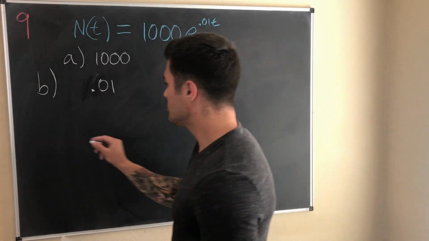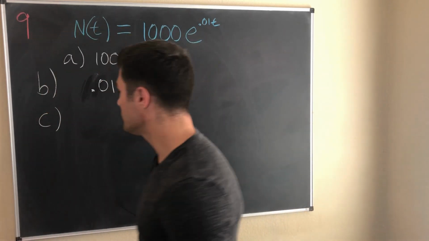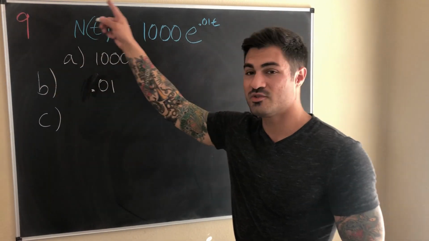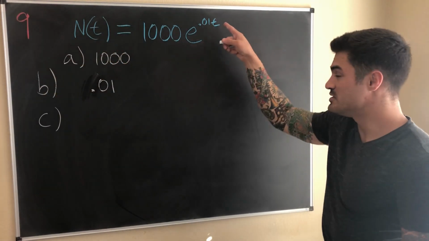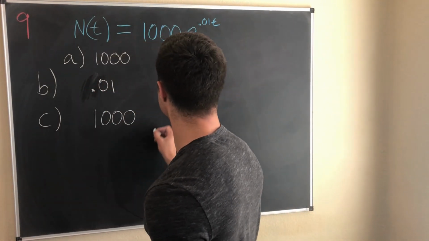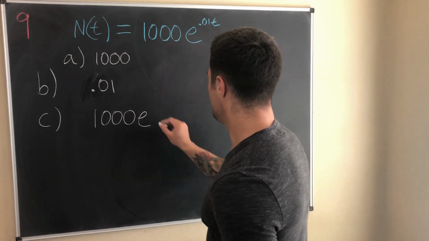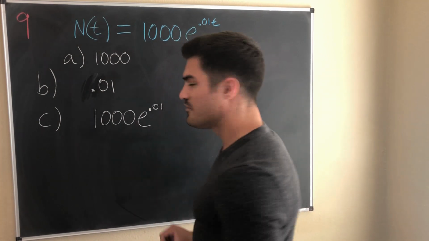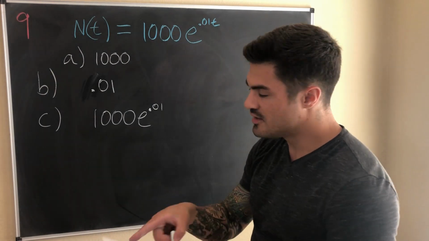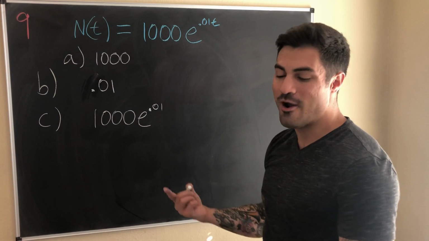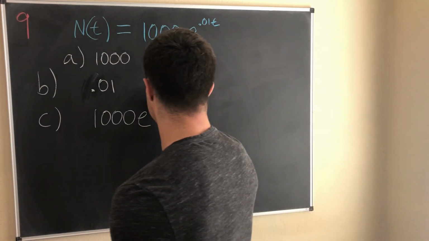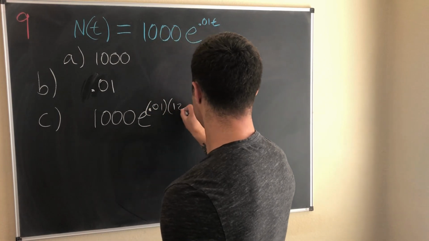Part C, what is the population after 5 days? So we're looking to plug in a time and get out a population, because remember, this function represents population at a time of t. So we're looking to plug in for t. So we're looking to evaluate this, 1,000 times e to the 0.01. Are we plugging 5 into here? No, right? Be careful with the units. 5 days, our time is in hours. So how many hours are in 5 days? 24 times 5, 120. So 0.01 times 120.